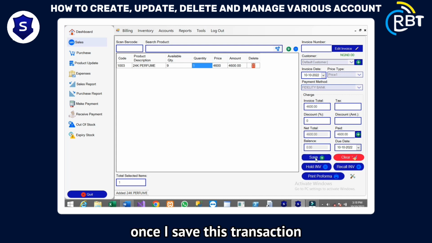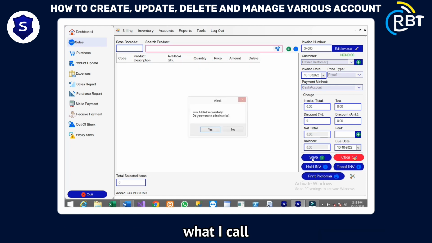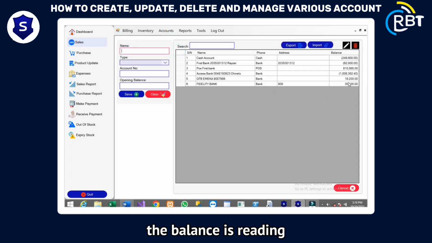So once I save this transaction, what is simply going to happen? It means that my Fidelity Bank account will now read 4,600 plus the amount there before. So if I check my Fidelity Bank account now, the balance is reading, you can see it, 35,100. It was 30,500 plus 4,600.